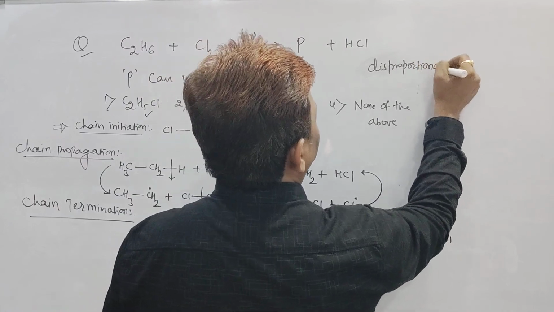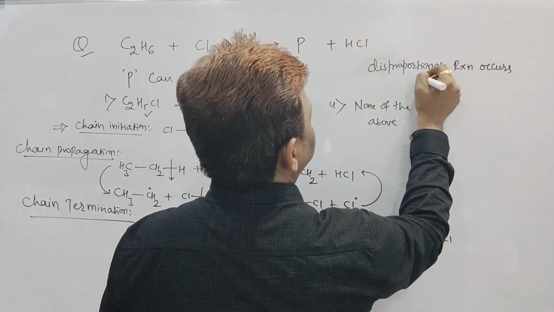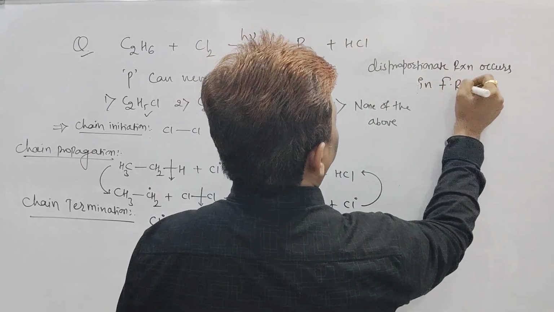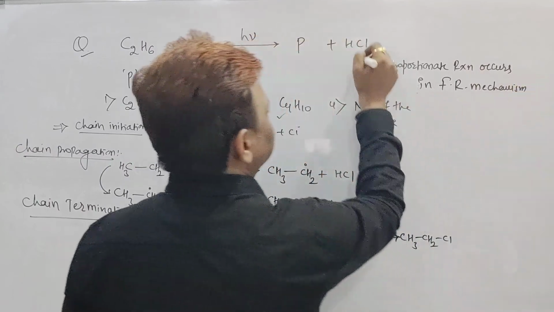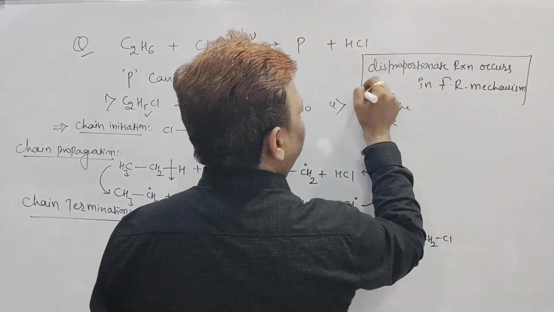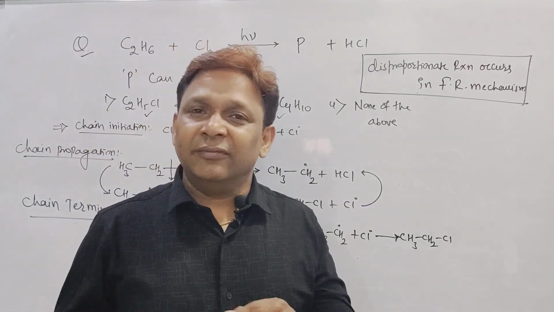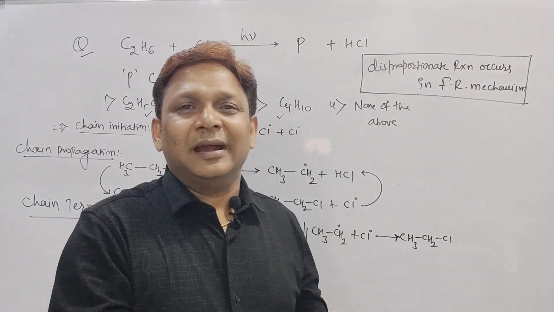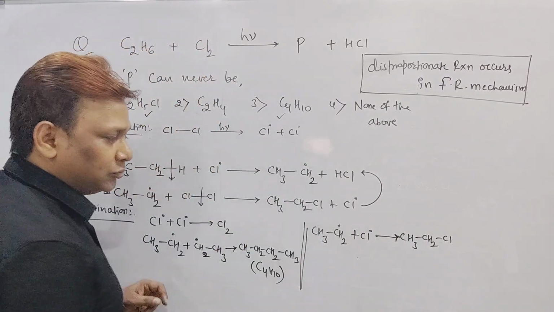Disproportionation reaction occurs in free radical mechanism. In any free radical mechanism, this is the most important property. Disproportionation means one will undergo oxidation and the other, the same species, will undergo reduction. I will show you how.